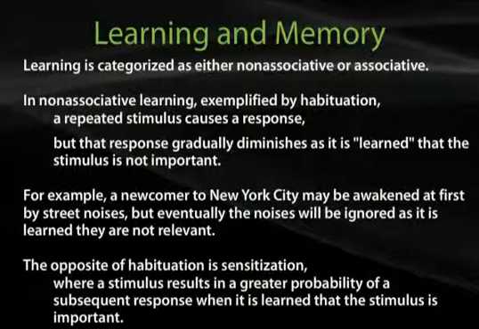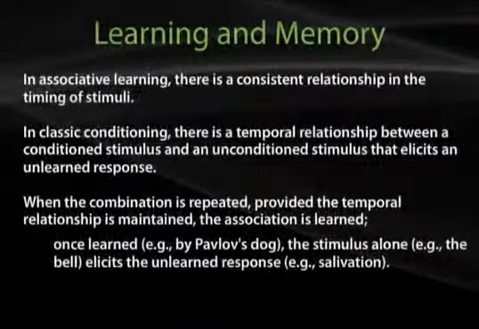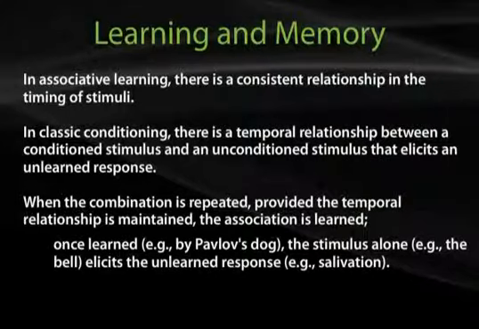The opposite of habituation is sensitization, where a stimulus results in a greater probability of a subsequent response when it is learned that the stimulus is important. In associative learning, there is a consistent relationship in the timing of stimuli. In classic conditioning, there is a temporal relationship between a conditioned stimulus and an unconditioned stimulus that elicits an unlearned response. When the combination is repeated, provided the temporal relationship is maintained, the association is learned. Once learned, the stimulus alone elicits the unlearned response.